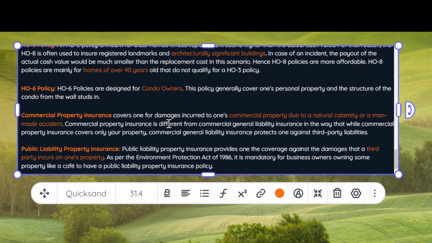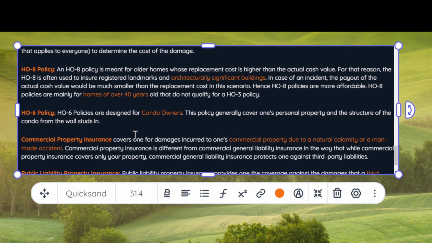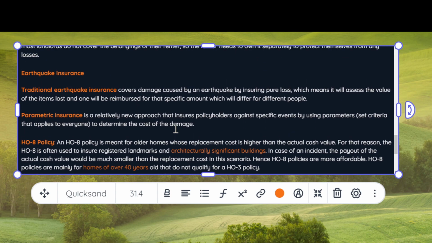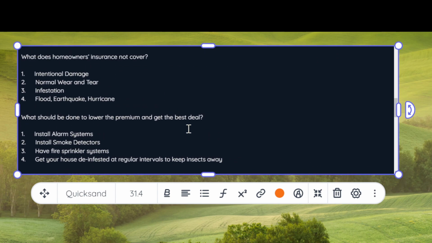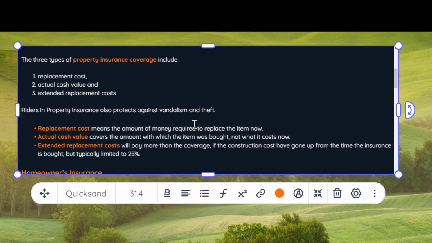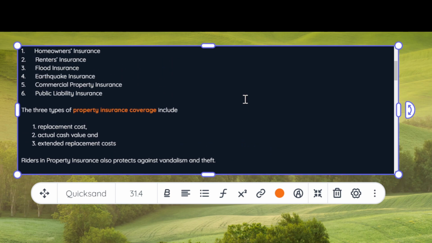So today we looked at public liability property insurance. We looked at commercial property insurance. We went through the different types of homeowners insurance: HO3, HO5, HO4, HO8 and HO6. So these are the different 5 types of homeowners insurance we looked at. We looked at the different types of earthquake insurance we have, the first one being the traditional earthquake insurance, the second one being parametric insurance. And we looked at the different types of coverages that we have in terms of property insurance. So we looked at what is a replacement cost versus actual cash value, and also what is the extended replacement cost. So these are the 3 types of coverages that we have, right?